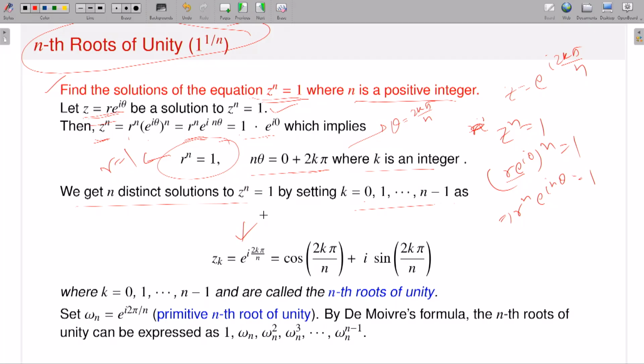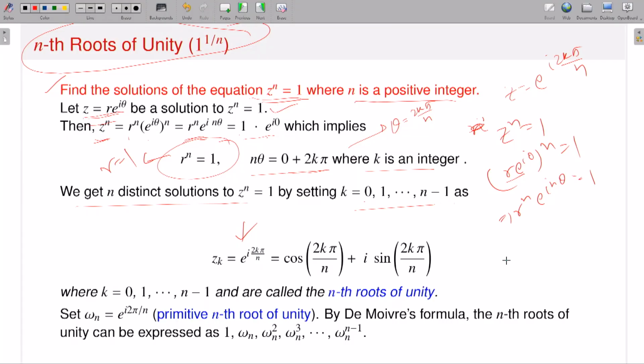If k varies, the corresponding solution varies. But how many k's will vary? Only finitely many. That means finitely many distinct solutions will be there. k will vary over the whole of the integers, that's okay. But my point is that only finitely many distinct values will be there, because if k takes the value n, then your zn is the same as z0.